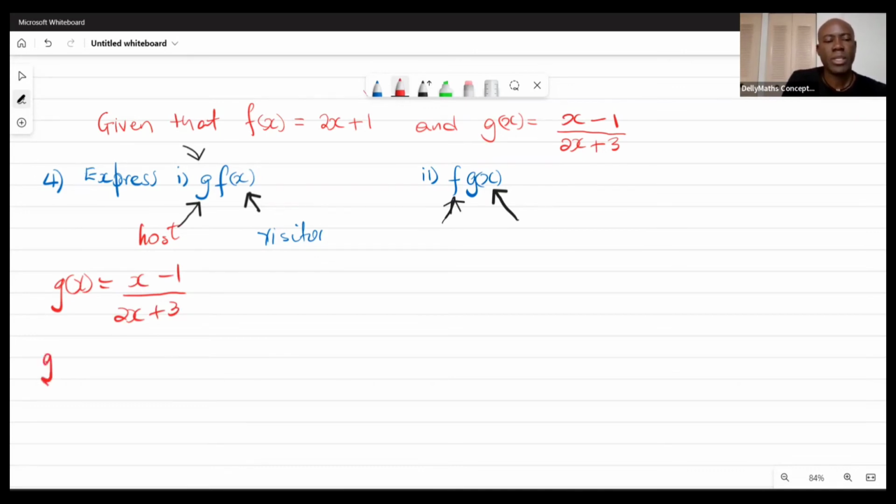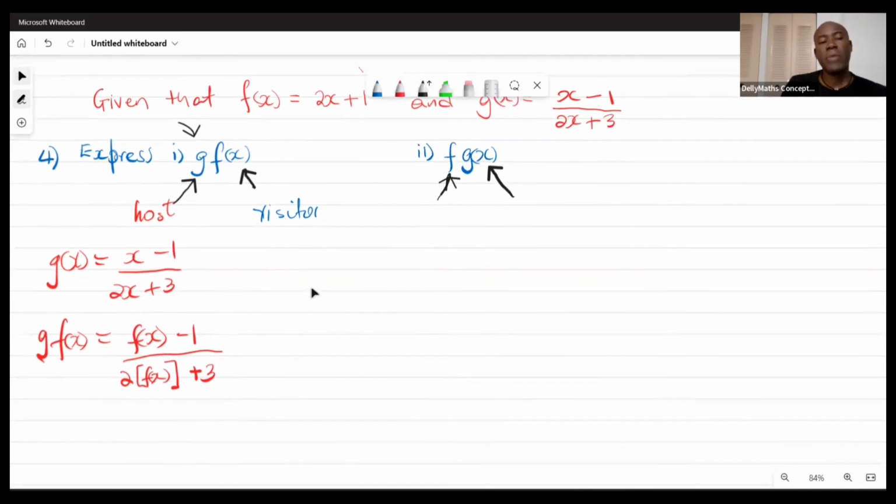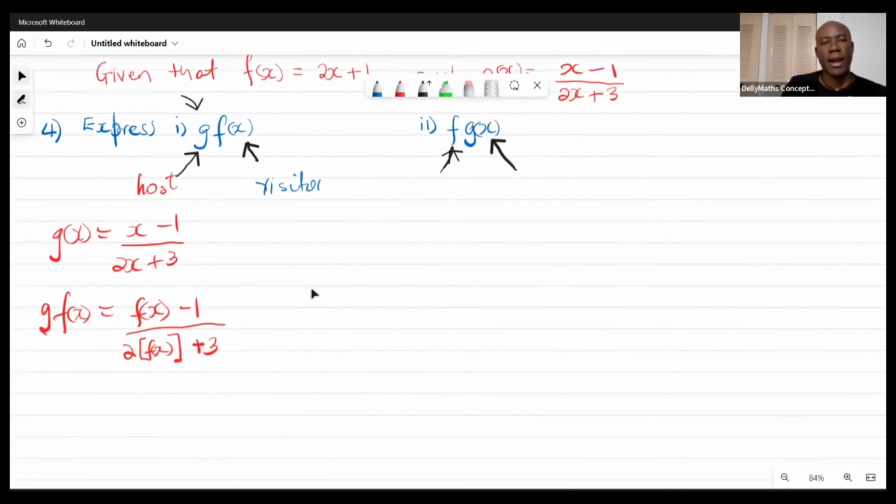So it is written as g of f of x, which means that the f function will go wherever the x is. There it is. If you look carefully, you will see that the f function just took the place of the x in the g function. That's fine. So as soon as the function gets there, we will have to now express the things for what they are. For example, let's continue working here. We need to unfold the f function, which is 2x plus 1.